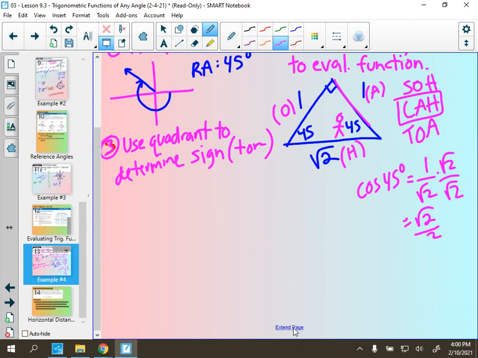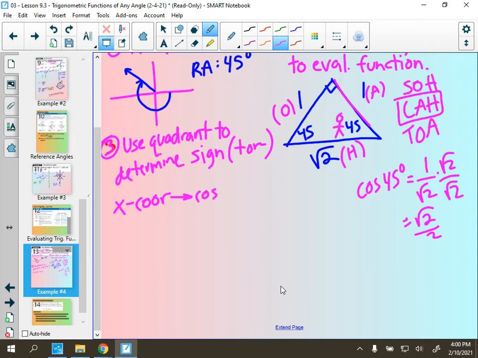How do we do that? This still boils down to, it's the third time I'm writing this, the x coordinate we're associating with the cosine of an angle. The y coordinate we're associating with the sine of an angle. And the y over x we're associating with the tangent of an angle.